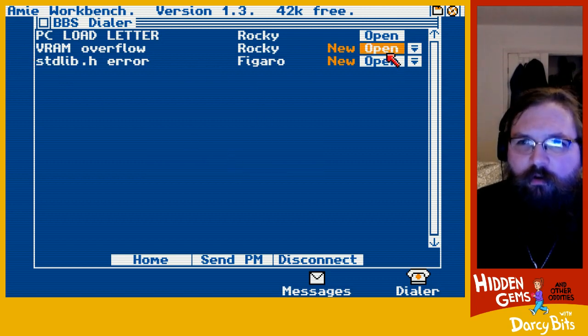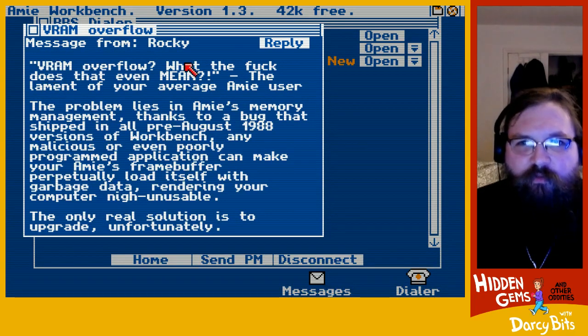VRAM overflow. What's this say? VRAM overflow. What the fuck does that even mean? The lament of the average Amy user. Hey, I'm an Amy user.